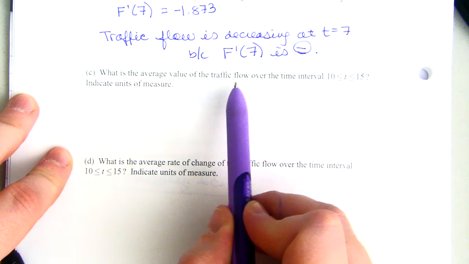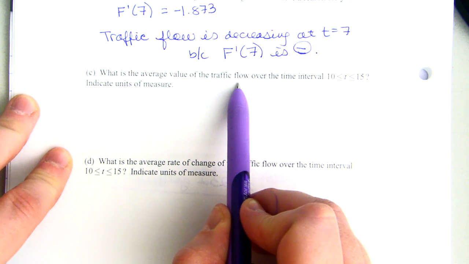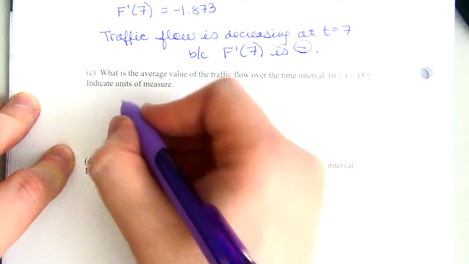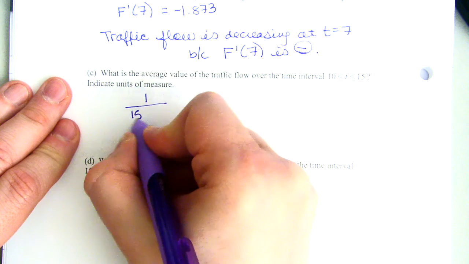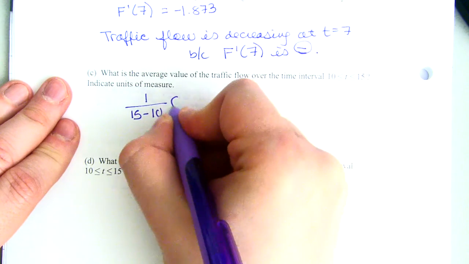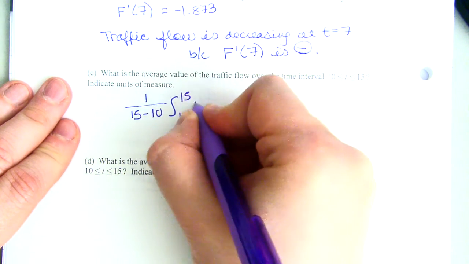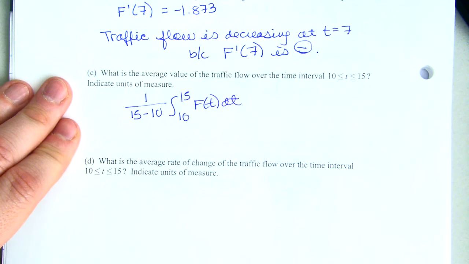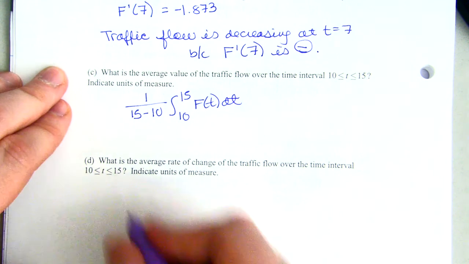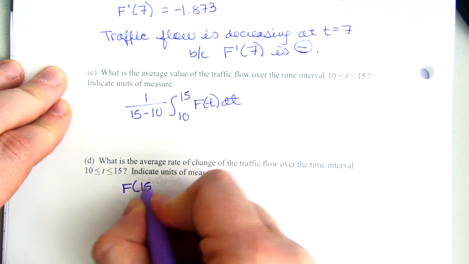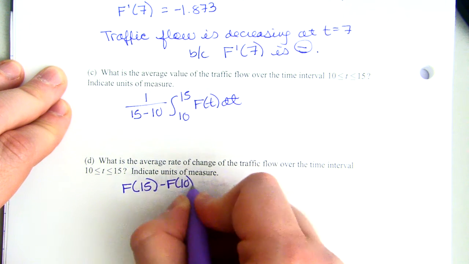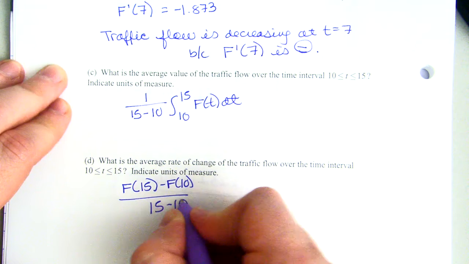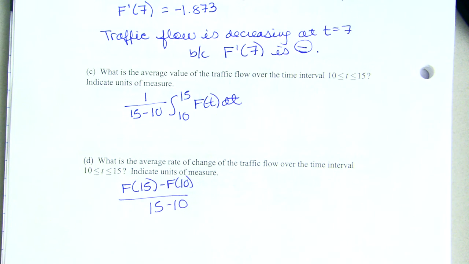Average value of the traffic flow, average of the thing that I gave you. I gave you traffic flow, I want the average of the thing I gave you. That's going to be 1 over b minus a times the integral from a to b of f of t dt. As opposed to D, where I want the average rate of change of the traffic flow, the average rate of change of the thing that I gave you. That means f of 15 minus f of 10 over 15 minus 10. Go do letter C and send in the answer with units.